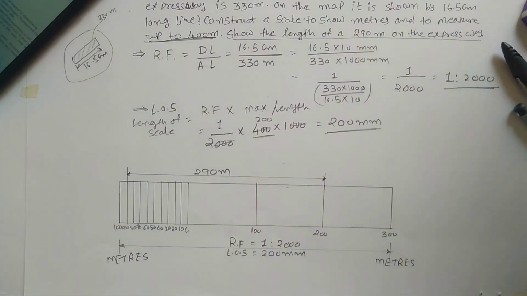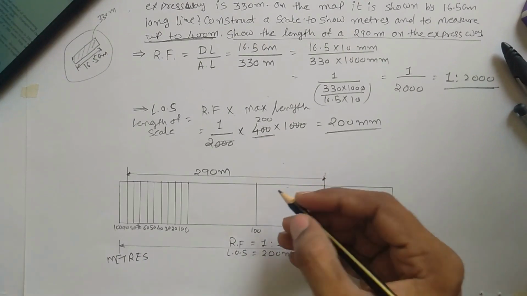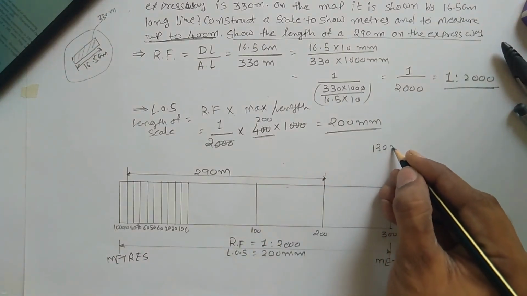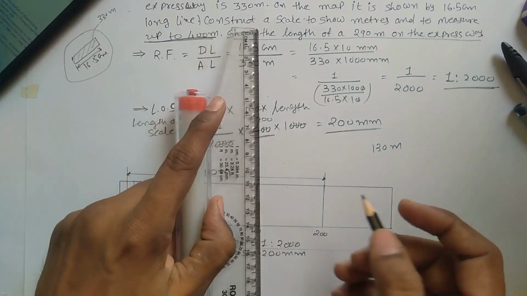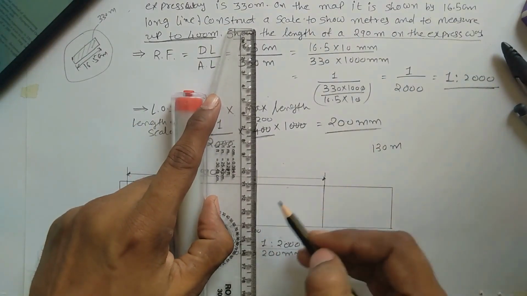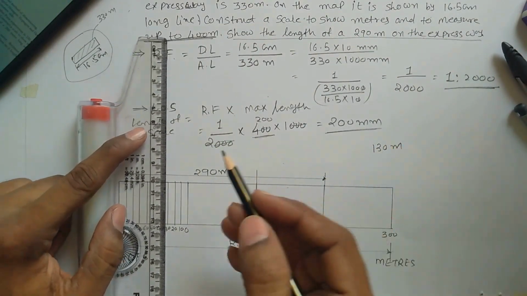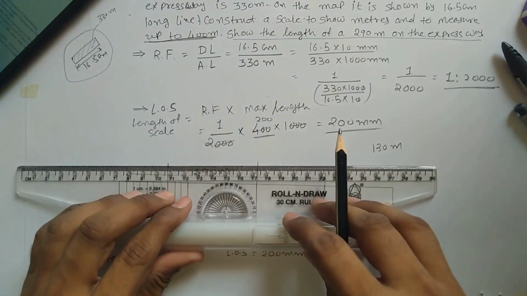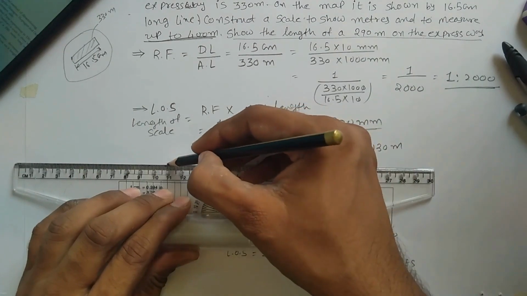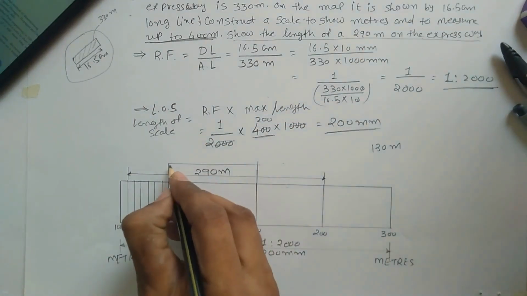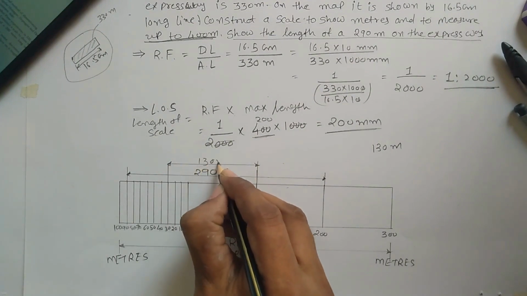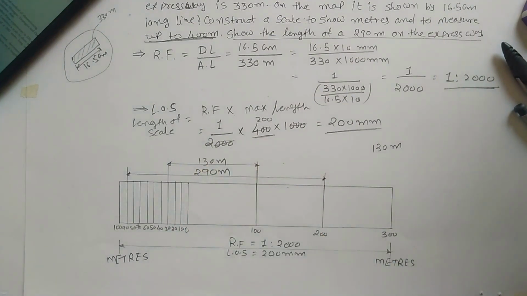I'll add one more thing. If you want to measure 130 meter, then this is your 100, extend this line 100, and 30 is from this side. So this is your measurement of 130 meter. So this is how you solve the problems of plain scale.